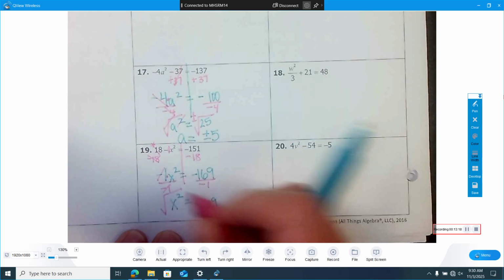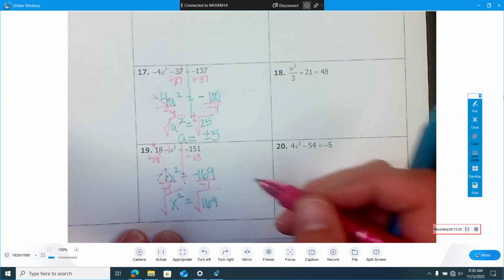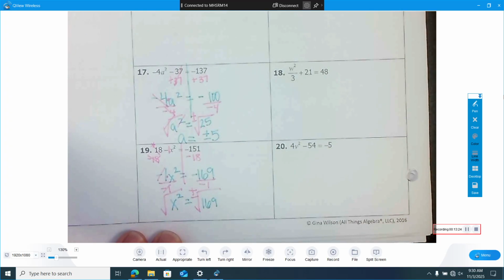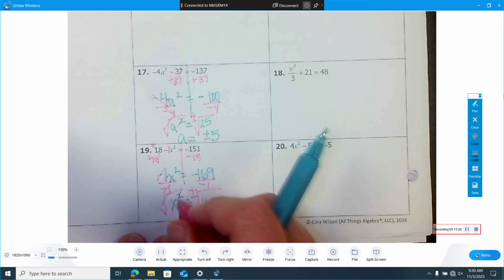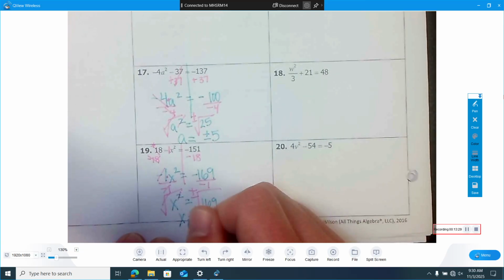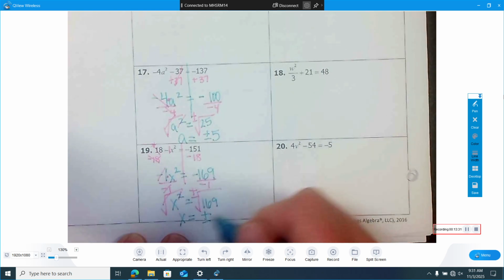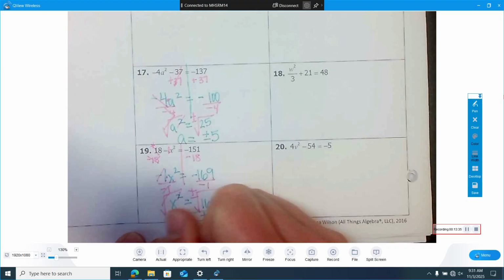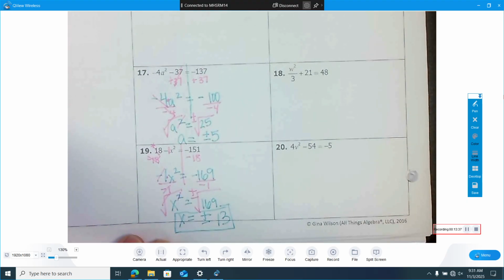Square root. And what do we need to remember? Don't forget, plus or minus. Very good. So the root and the power cancel each other out, leaving x equals plus or minus, what is the square root of 169? 13. Very good. Plus or minus 13. Very good.